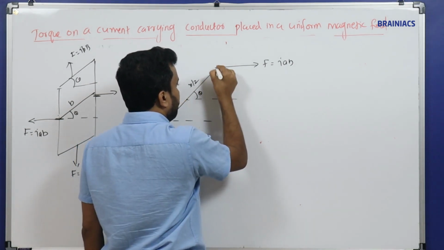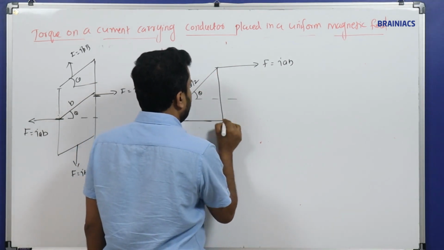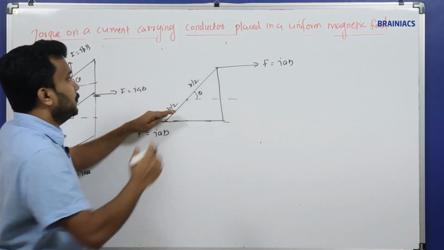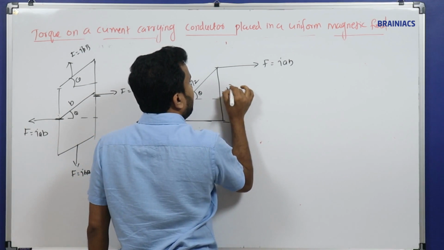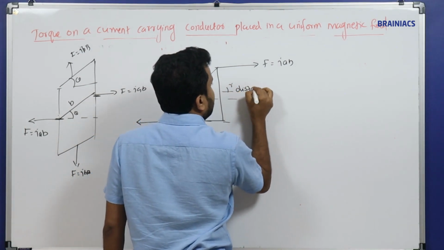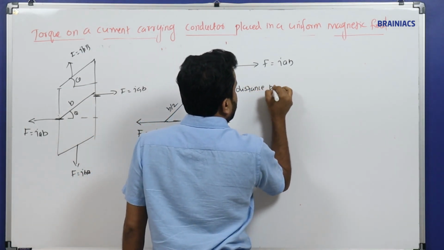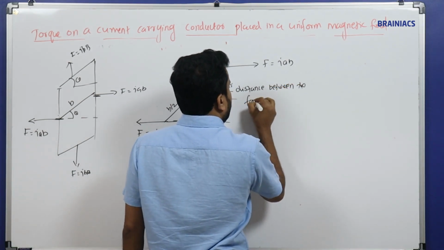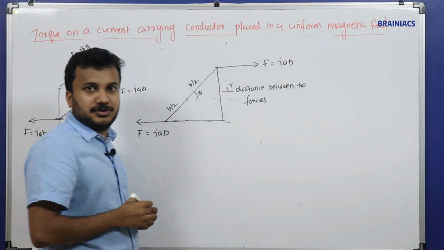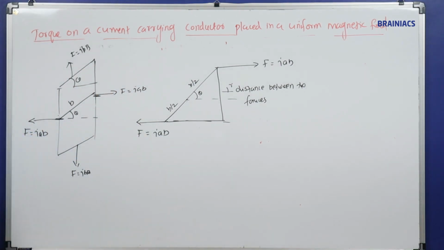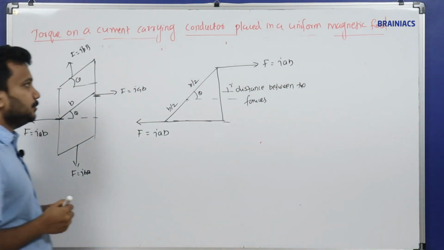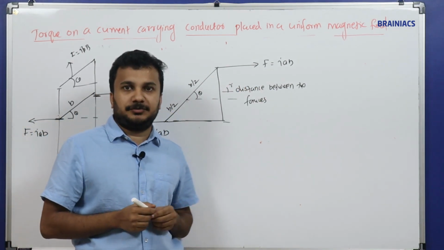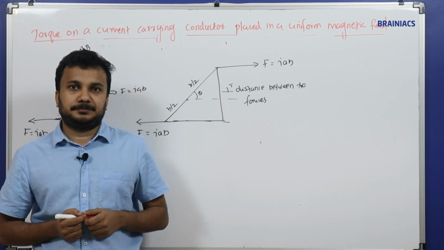Now what is called a torque? Torque is the force into perpendicular distance. So this is one force, this is another force, and this is called the perpendicular distance between the forces. So we are going to see the perpendicular distance between the forces. F is equal to IAB and F is equal to IAB because of these two forces.